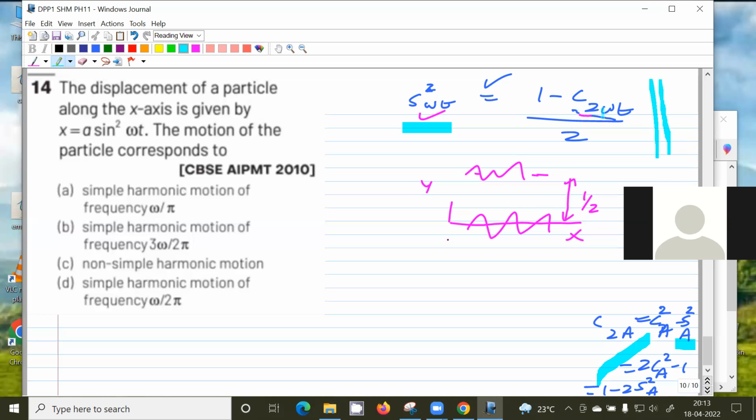How did you write it? Okay, fine. If it is sine it will be minus, if it is cos it will be plus. Okay, so this part is SHM. So this will be like this, and I'm shifting it up by half. So it will be an oscillation here. So this is also SHM. But sine cube omega t I cannot write like this.